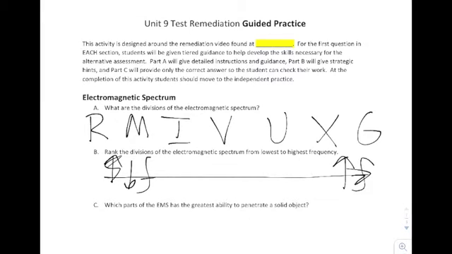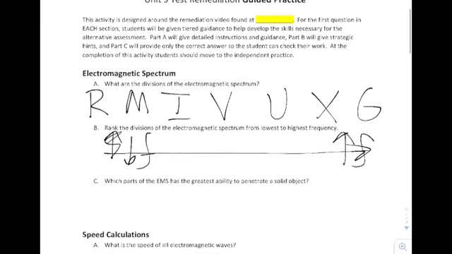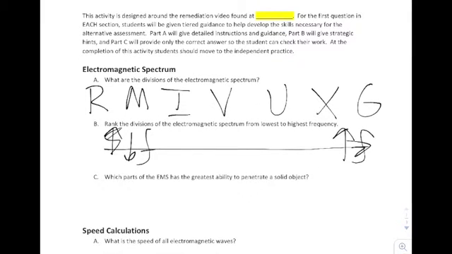Now it says, what is the part of the electromagnetic spectrum that has the greatest ability to penetrate a solid object? You should be able to say that's gamma rays, and you should be able to tell me why.